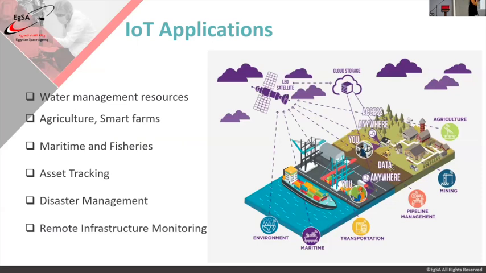There are many IoT applications, like water management resources, agriculture and smart farms, maritime and fisheries, asset tracking, disaster management, and remote infrastructure monitoring. From the satellite, you can manage all the resources on the ground by collecting data from sensors installed in different areas for different applications.